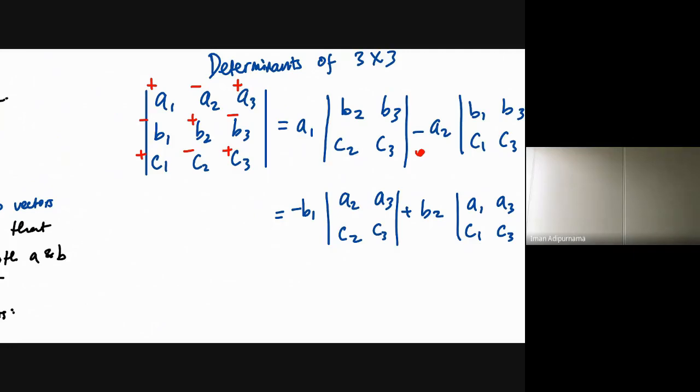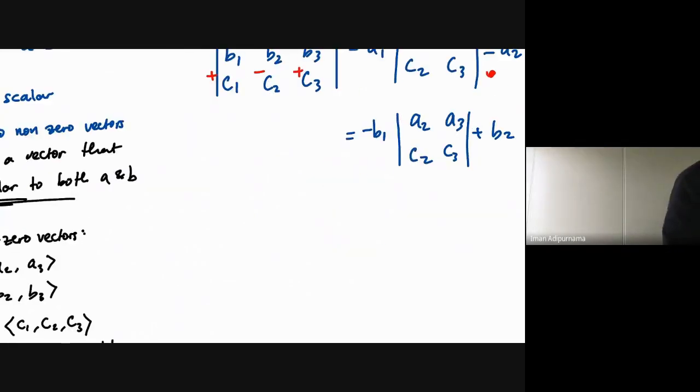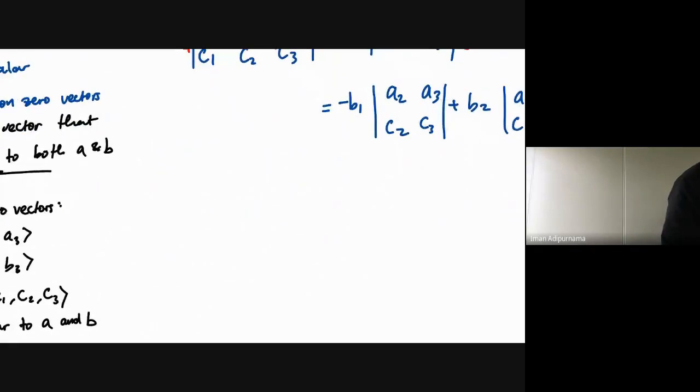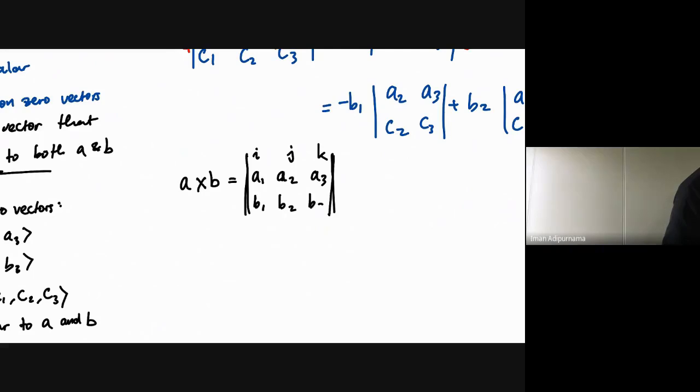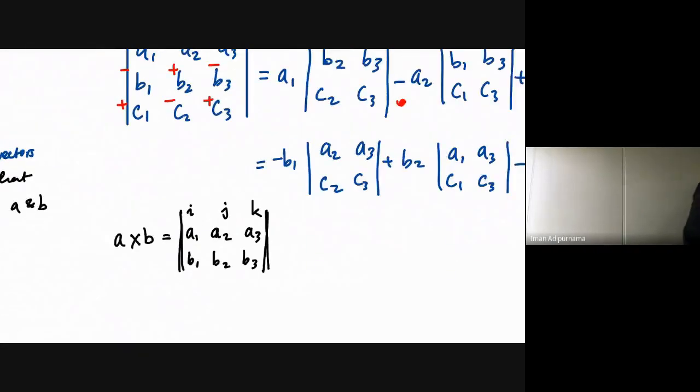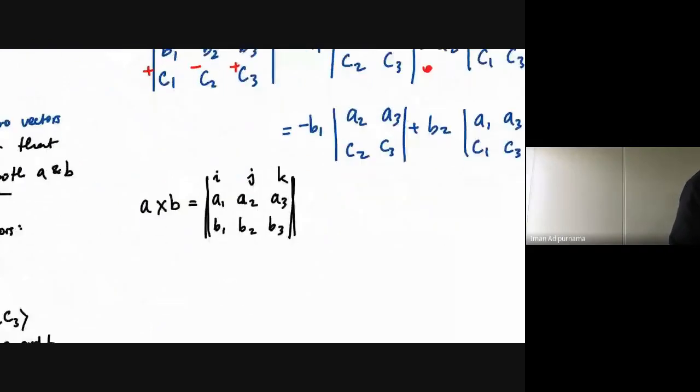Now, the idea to help you understand is if you have A cross B and you have a 3 by 3 relation, then in the first row you can write I, J, K. And then this will be A1, A2, A3, B1, B2, B3. And you can exchange all A1, A2, A3 with I, J, K.